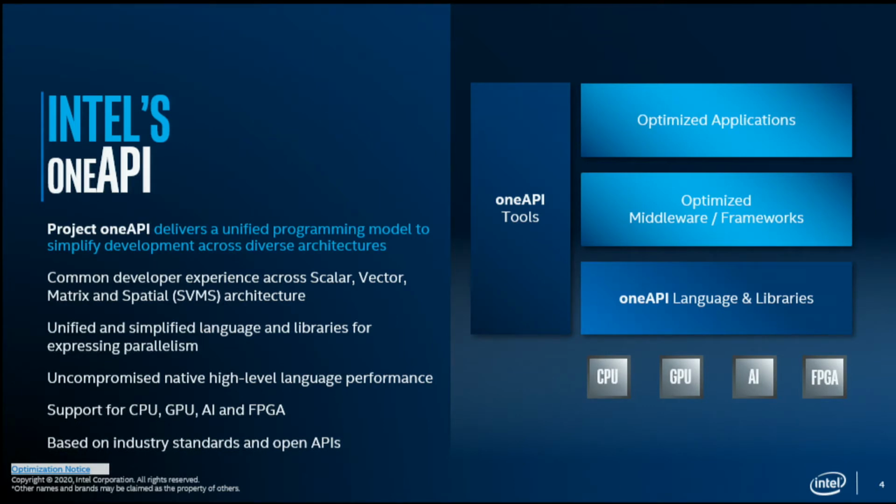And then all along the side, we have the oneAPI tools, including profilers and debuggers to allow profiling and code optimization. So we have this common developer experience across all the different architectures, CPUs, GPUs, AI accelerators, and FPGAs, allowing for a unified and simplified language for expressing parallelism and achieving native high-level language performance. And one of the other key aspects is that it is based on key industry standards and open APIs, so there can be cross-vendor implementations.